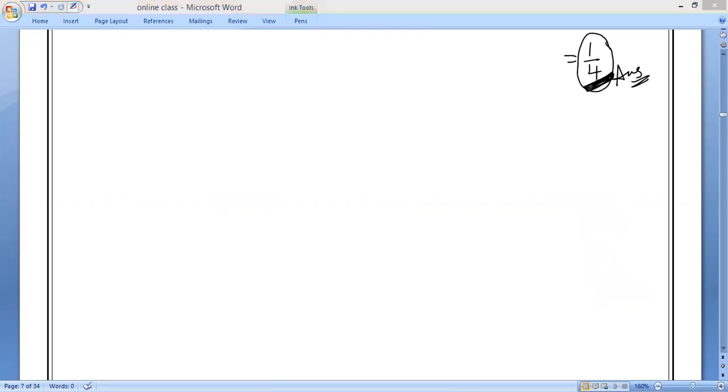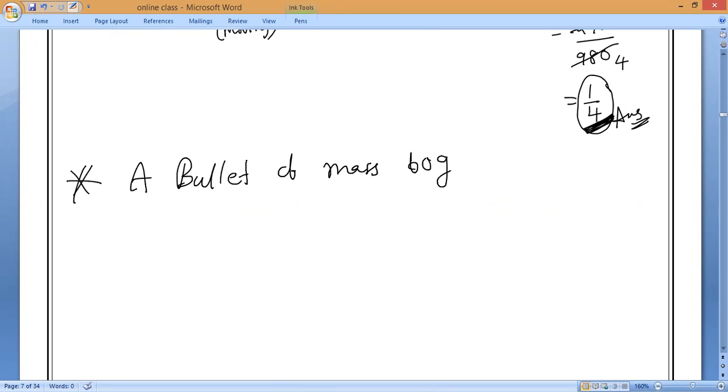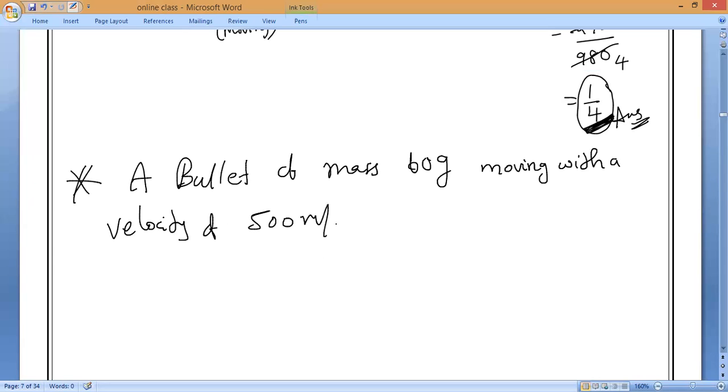Let me see this question. A bullet of mass 60 gram, moving with a velocity of 500 meter per second, is brought to rest in 0.01 second.